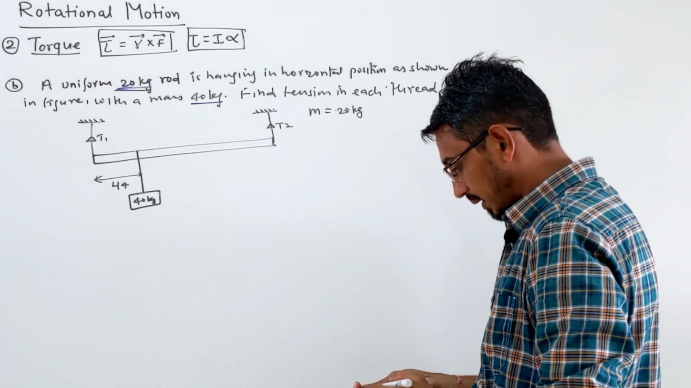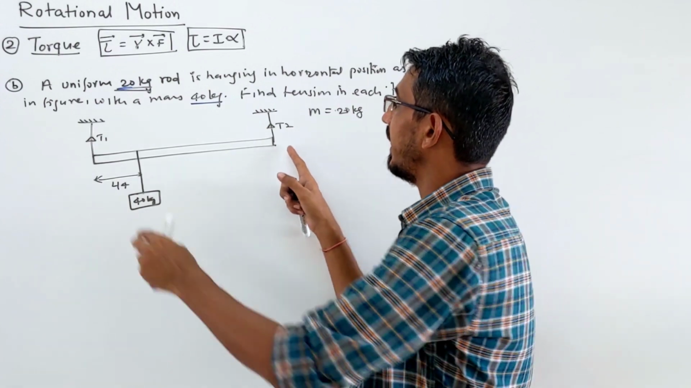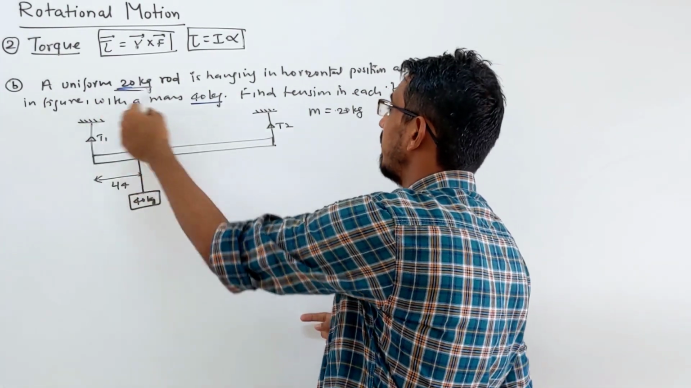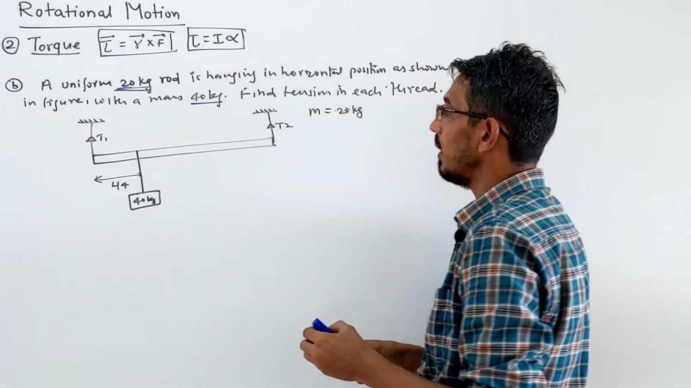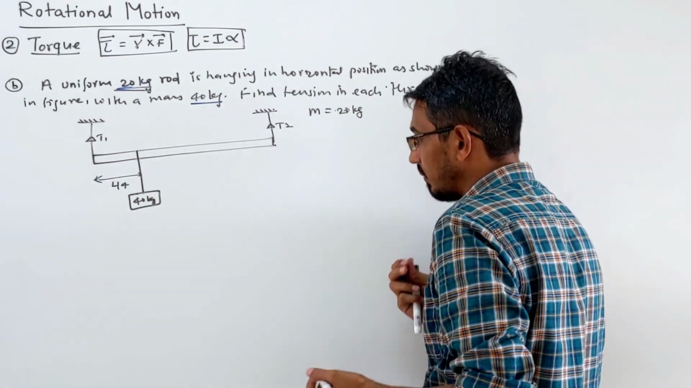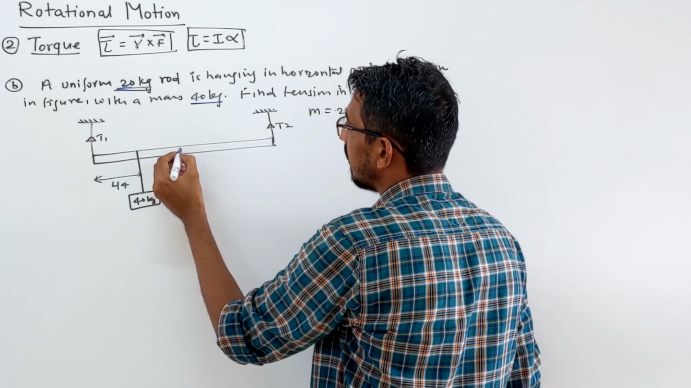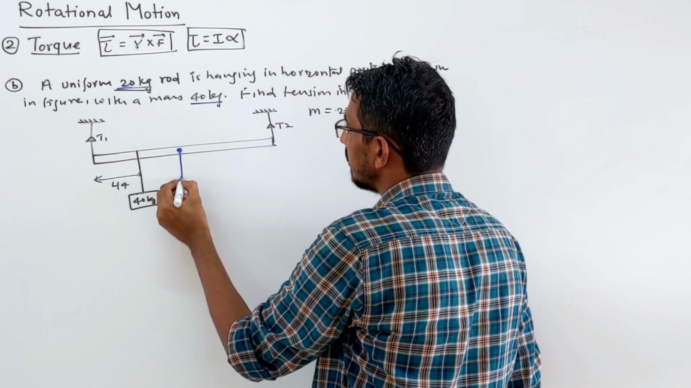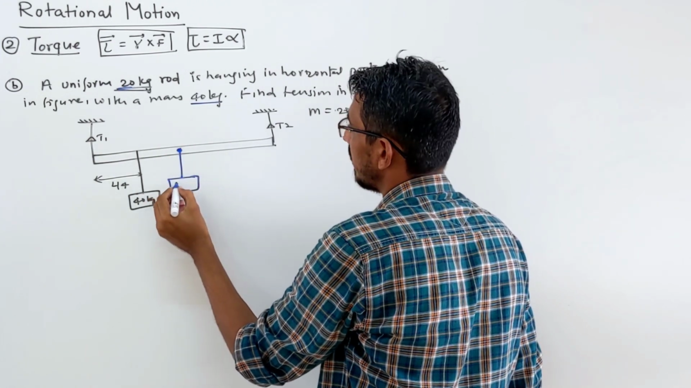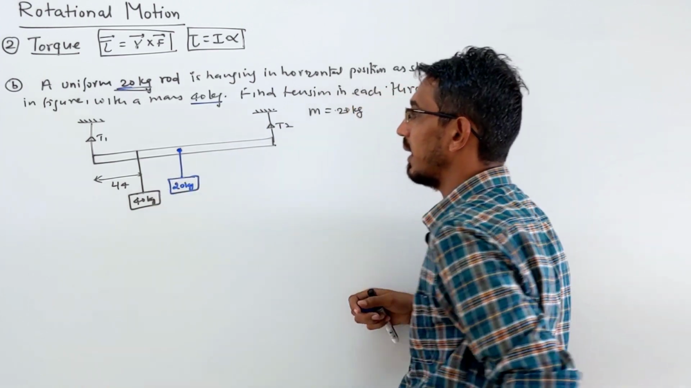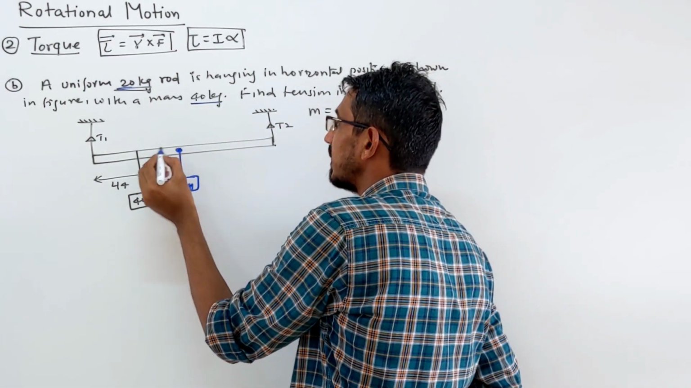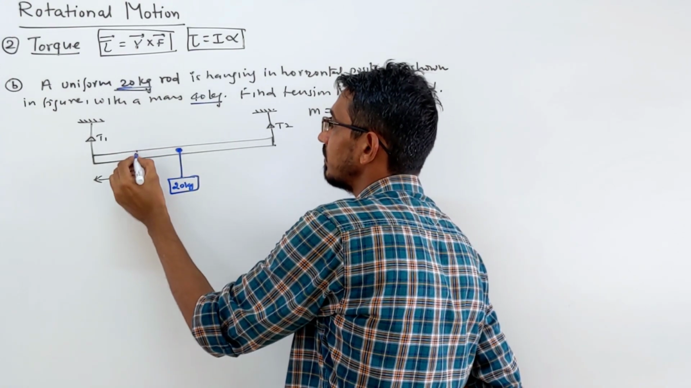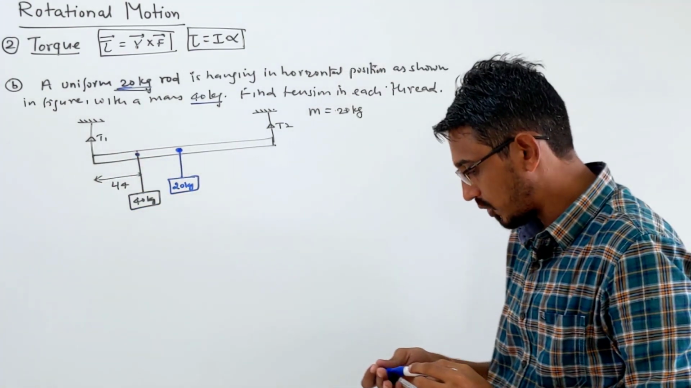Now look here. Two threads are there at the end, both are supported here. So T1 and T2, these are the tensions which we have to calculate in this rod. You can see one additional 40 kg hanging, and the weight of the rod will act through the middle point, that is given as 20 kg. Now we are interested in knowing the tension in these strings, T1 and T2.